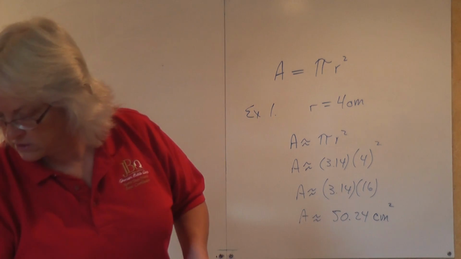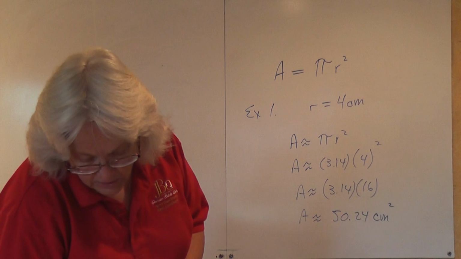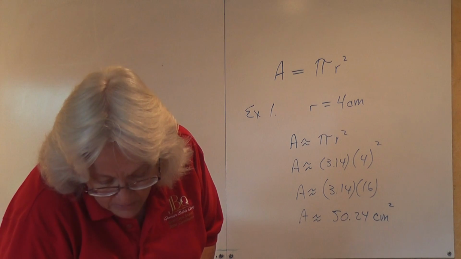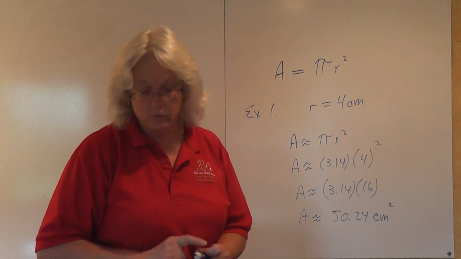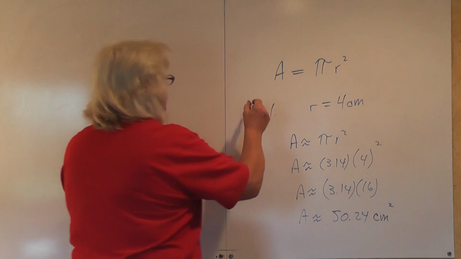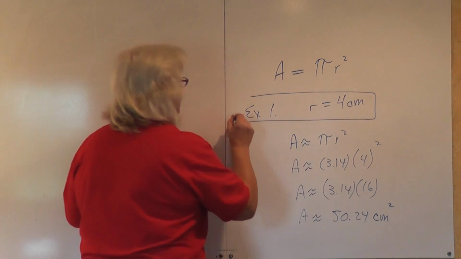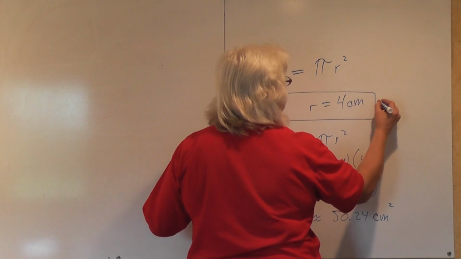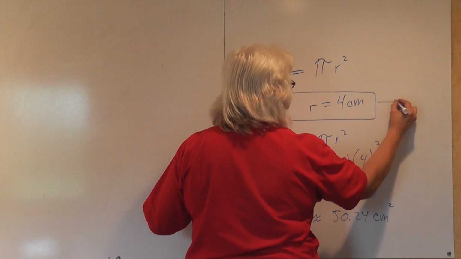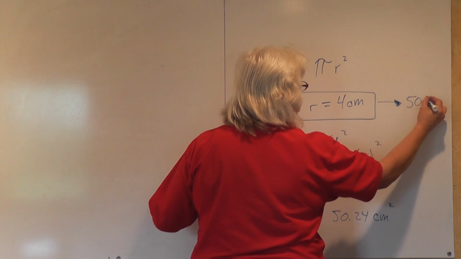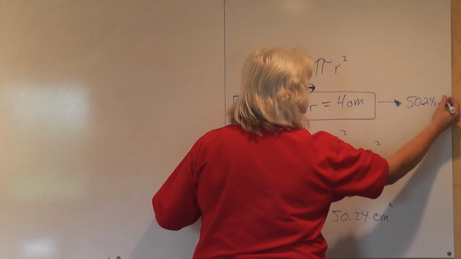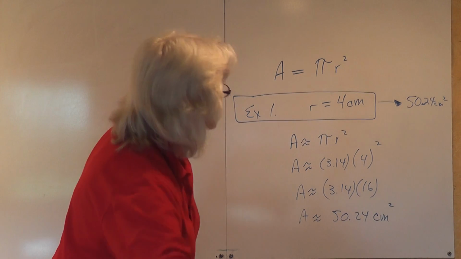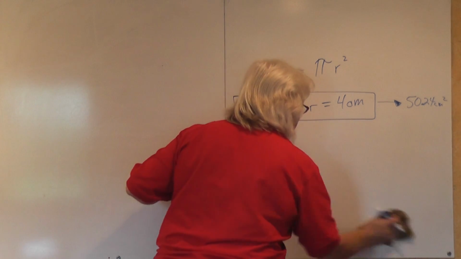Now, let's look at our last example that I want to do here. And this one has a diameter of 2.4. Read your problems carefully. Example number 1 has a radius of 4 centimeters, so that gave us an area of approximately 50.24 square centimeters. Example 2 says d is equal to 2.4 centimeters.